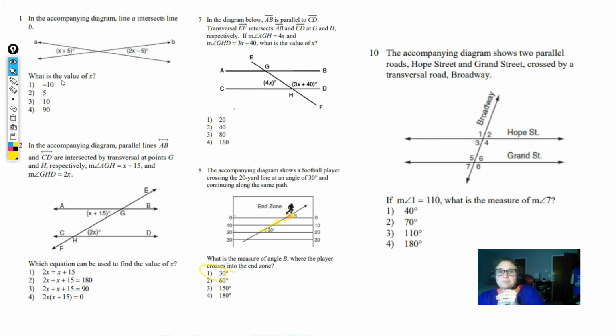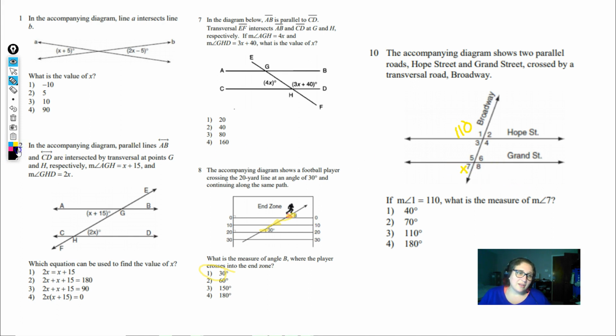Okay, let's try the next one. The accompanying diagram below shows two parallel roads, Hope Street and Grand Street, crossed by a transversal road, Broadway. If the measure of angle 1 is 110 degrees, what is the measure of angle 7?